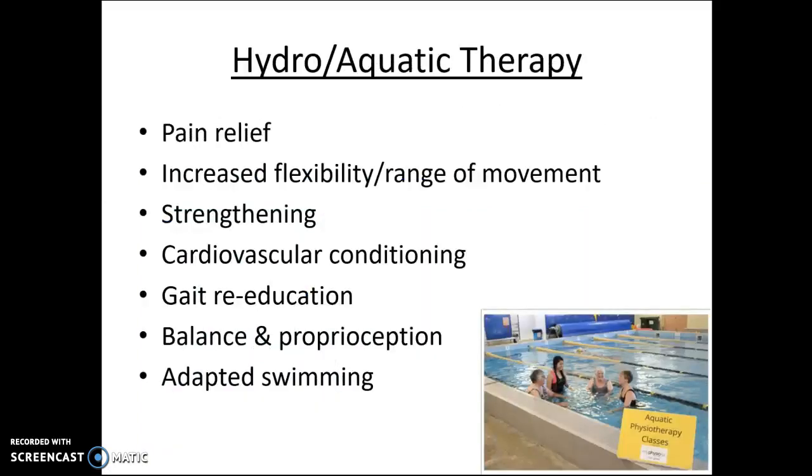So some of the things that we want to be doing in hydrotherapy: relieving pain, increasing range of movement. We can do some strengthening, we can do some cardiovascular conditioning. Sometimes we do gait re-education. That goes very well with balance and proprioception. And obviously we can do some adapted swimming should we require that.